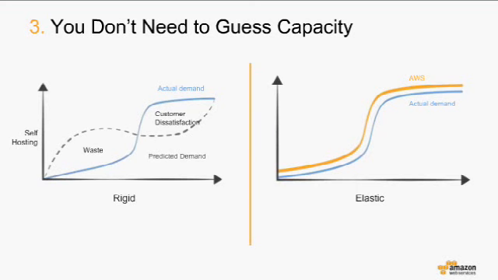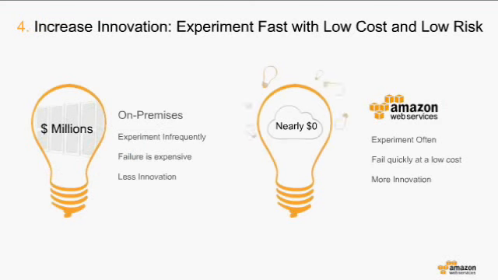So item number 4, increase innovation. The differentiators in business often come from innovation. They come from experimentation to drive to that innovation point, to find the things that are important enough to your customers that will differentiate you as a business so that your customers will come to you for those new and fun and shiny things.